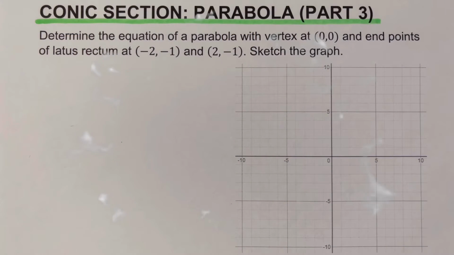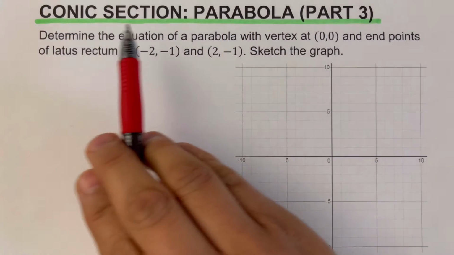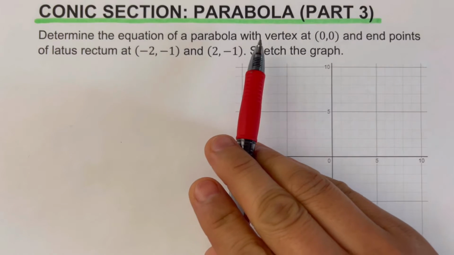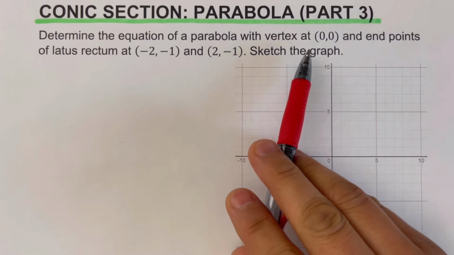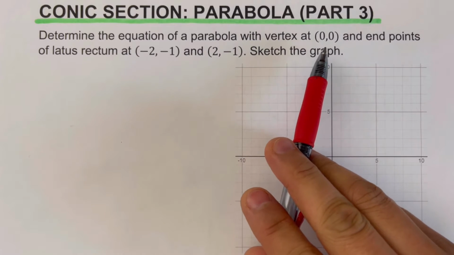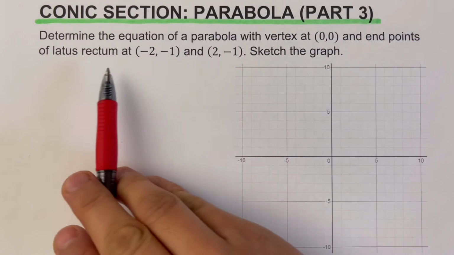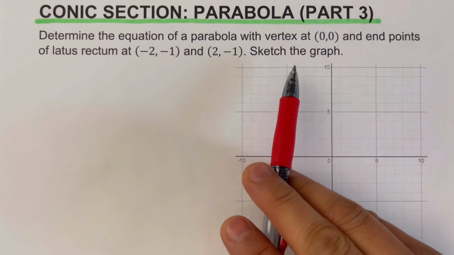Hello everyone. This video will focus on conic sections, specifically on the parabola, and this is the third part. In this part, we are given the vertex, which is at (0, 0), or at the point of origin, and the two ends of the latus rectum, and we're supposed to sketch the graph.